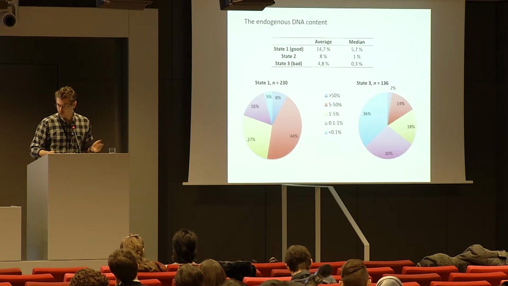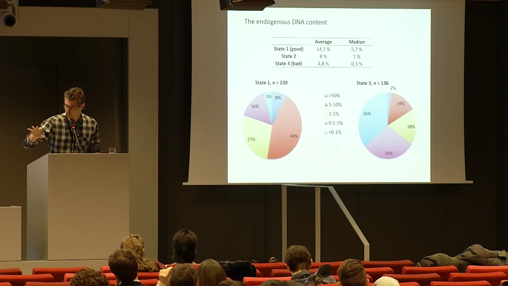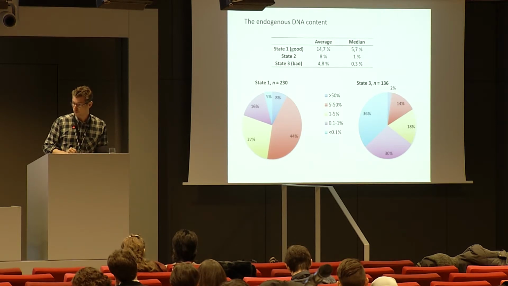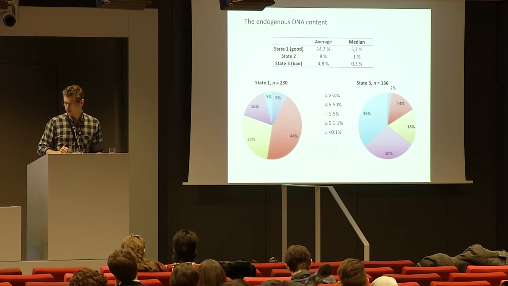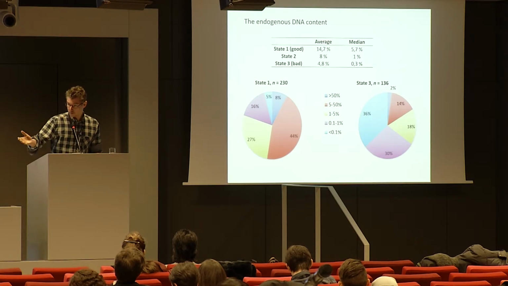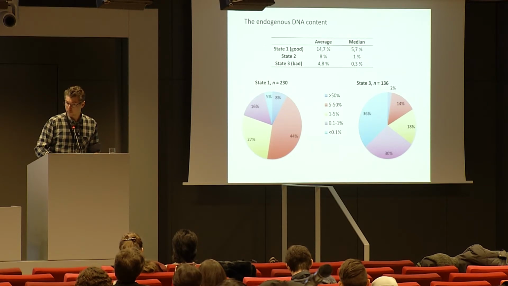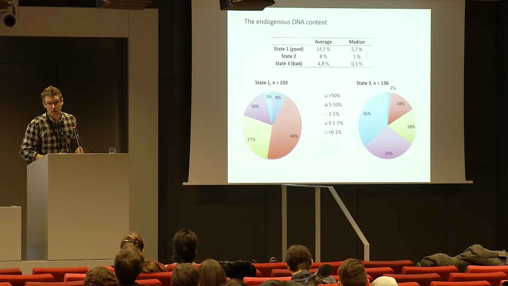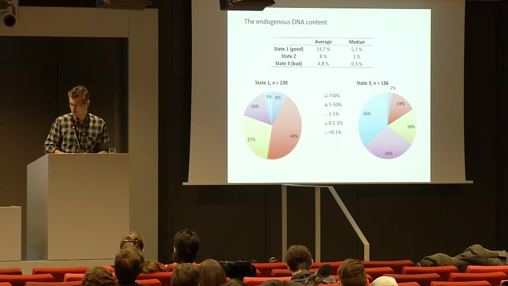When you break these numbers down even further and compare the well-preserved state 1 with the poorly preserved state 3, you can see there really is a very big difference at either end of the spectrum. In state 1, we have a lot of samples that are up to 50% endogenous human DNA. Very happy with such samples. We can do an ancient genome in no time. Whereas in the poorly preserved samples, we don't have very many of these. And on the other end, we have a lot of samples, more than 30%, that are below 0.1%. These samples cannot really be used for anything from our perspective.